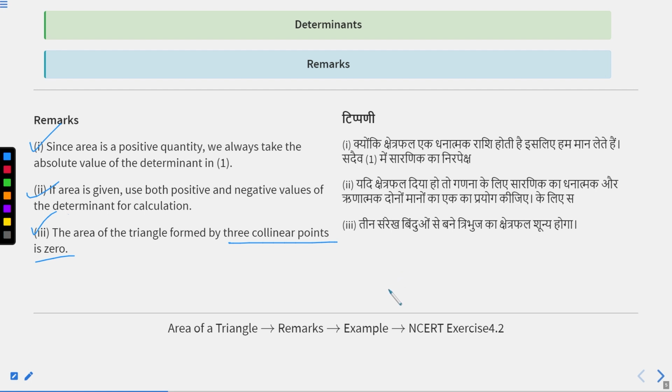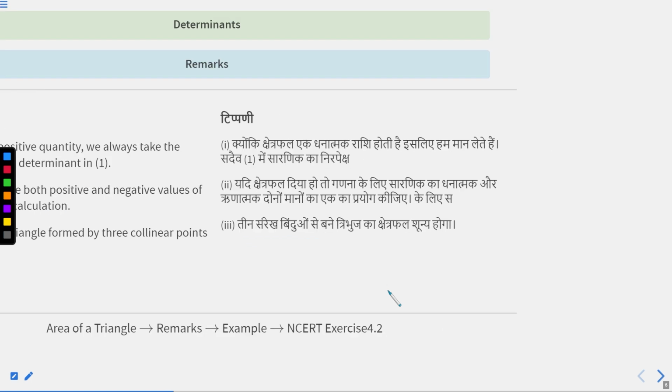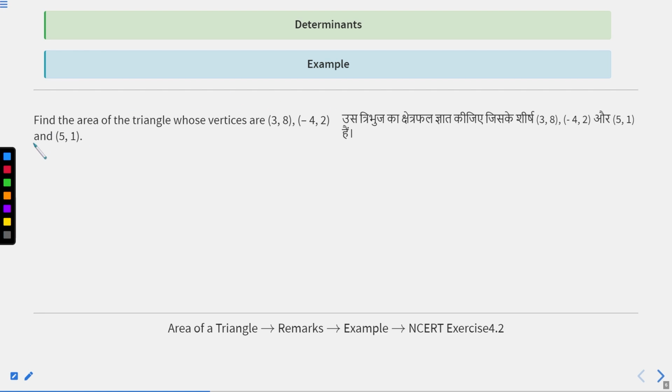Now I hope that these 3 points are somewhat clear to you. Not completely; it will be completely clear if you see the exercise. Now, for example, here you have to find the area of the triangle whose vertices are (3, 8), (-4, 2) and (5, 1). So quite simple: x1, y1, x2, y2, x3, y3. So you have this.